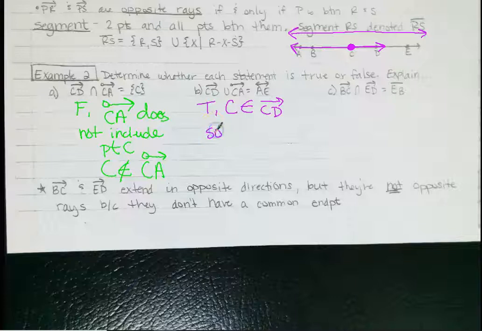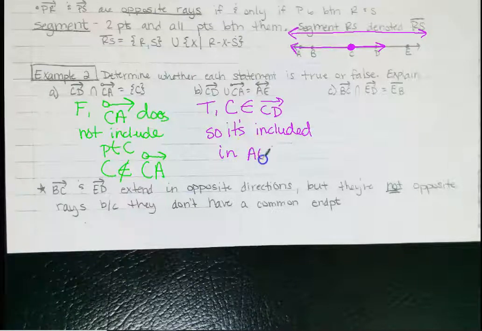So how could we write that? Let's see, C is an element of ray CD. So it's included, I guess we'll put. It's included in line AE. All right.